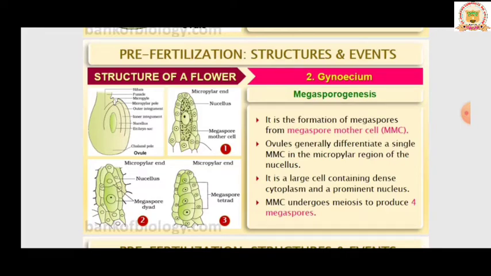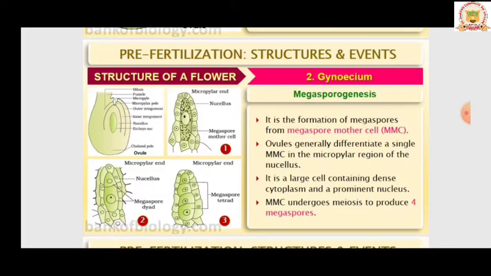The ovule generally differentiates a single megaspore mother cell in the micropyle region of the nucellus. So generally the ovule consists of a single megaspore mother cell near the micropyle region of the nucellus. It is a large cell containing dense cytoplasm and a prominent nucleus. So the megaspore mother cell is a large cell containing a dense cytoplasm with a definite nucleus.